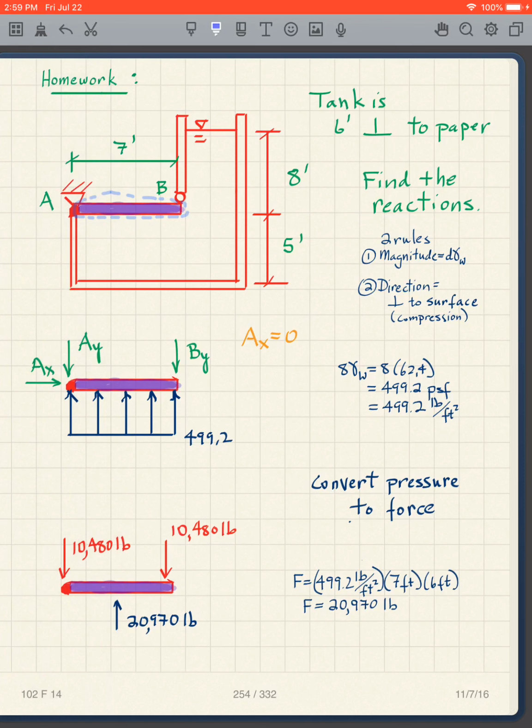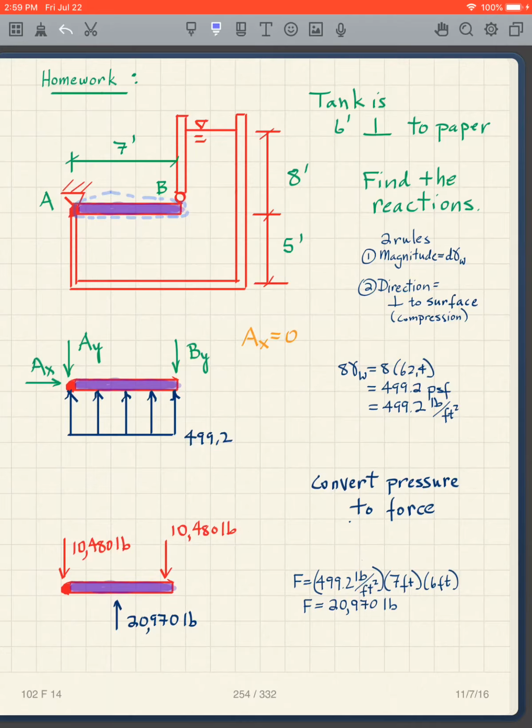Okay, this one ends up to be pretty simple. Again, I'm taking this free body diagram where I cut through the water right next to the wall at the roller and at the hinge. And when I do that, what do I see? Well, now I get this. And how do I get it?